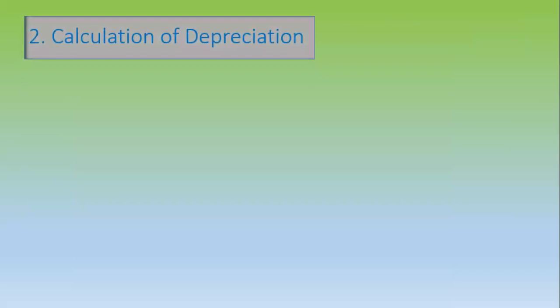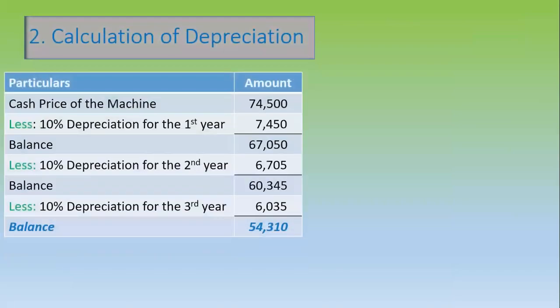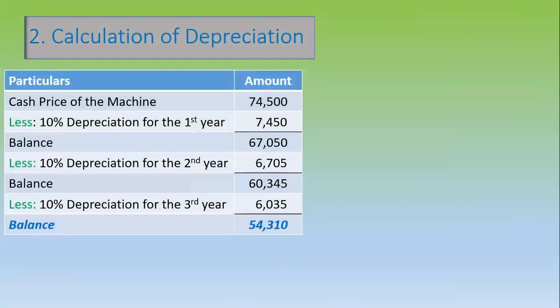Now we can move on to the second stage, calculation of depreciation. So here the machine price is 74,500 and depreciation is 10 percent in diminishing balance method. So first year depreciation is 7,450 and balance 67,050. Second year depreciation is also 10 percent. So here we are using the diminishing balance method, so the depreciation will be calculated only on the outstanding balance.